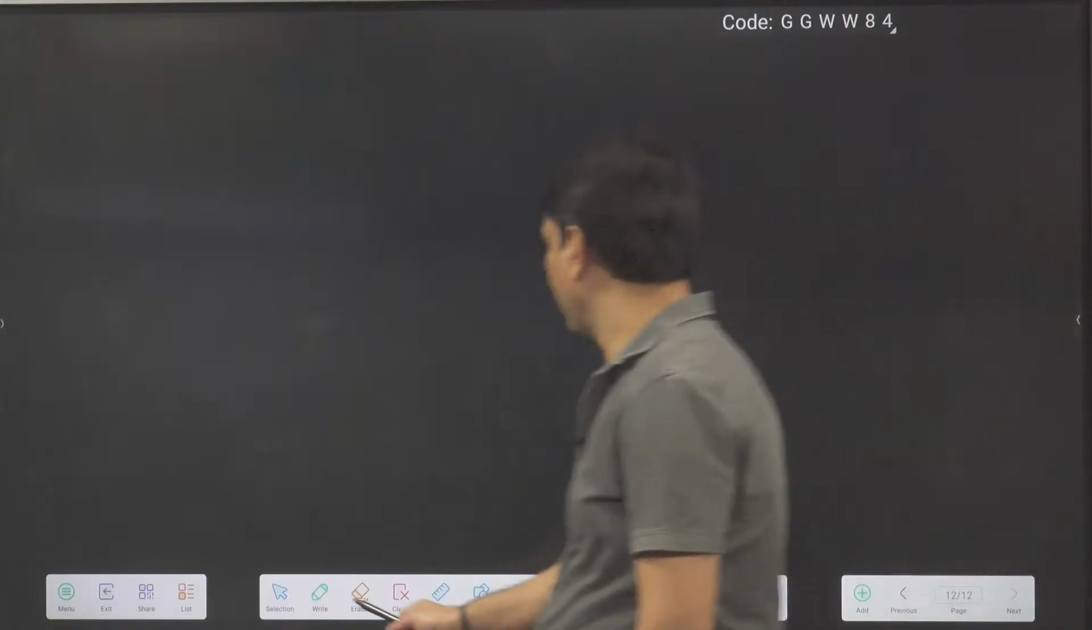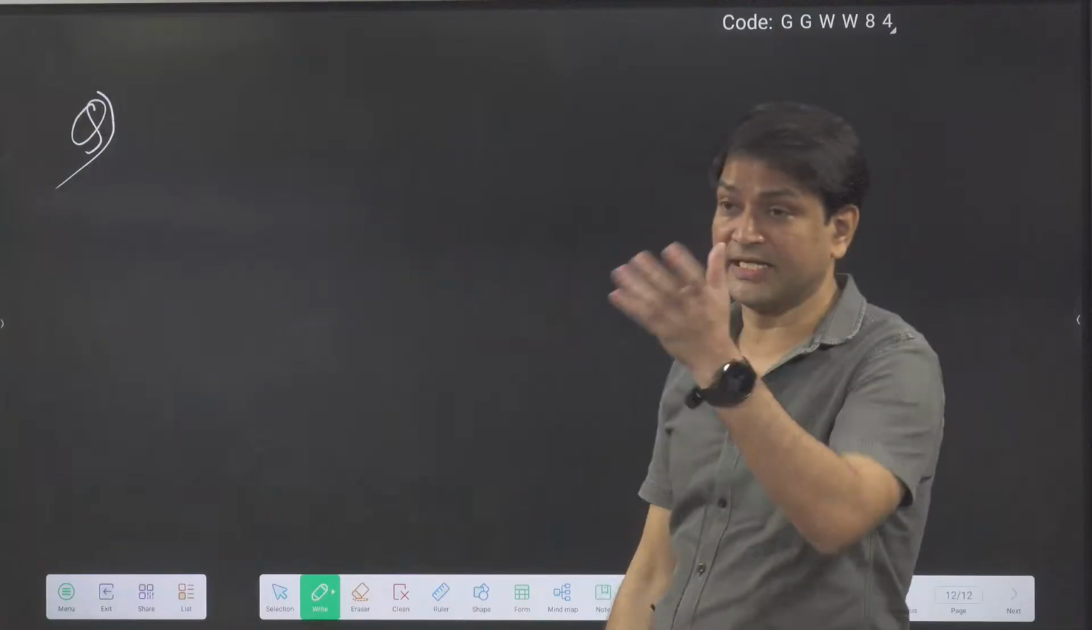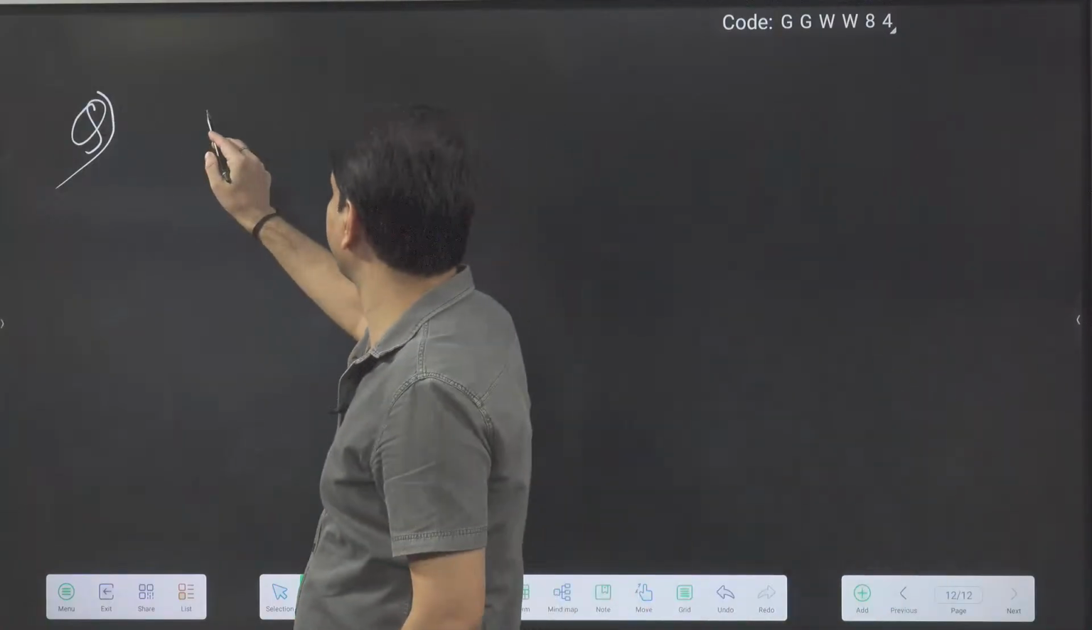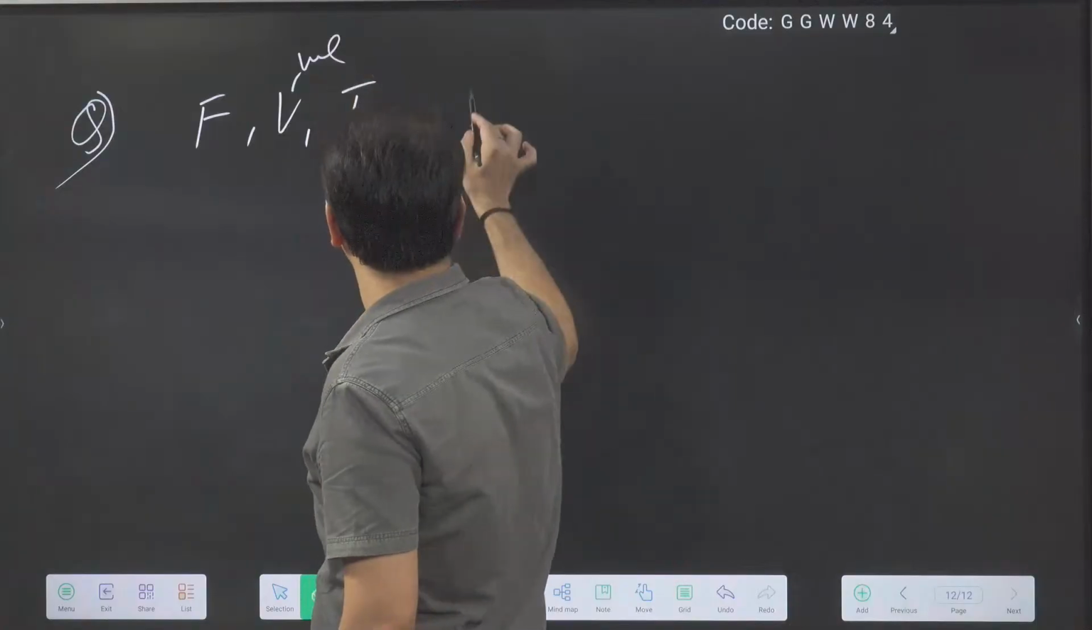Now in the NEET, they asked one question very easily. You can say the answer. In 2021 they asked this question: force, velocity, and time are fundamental. V is velocity here.